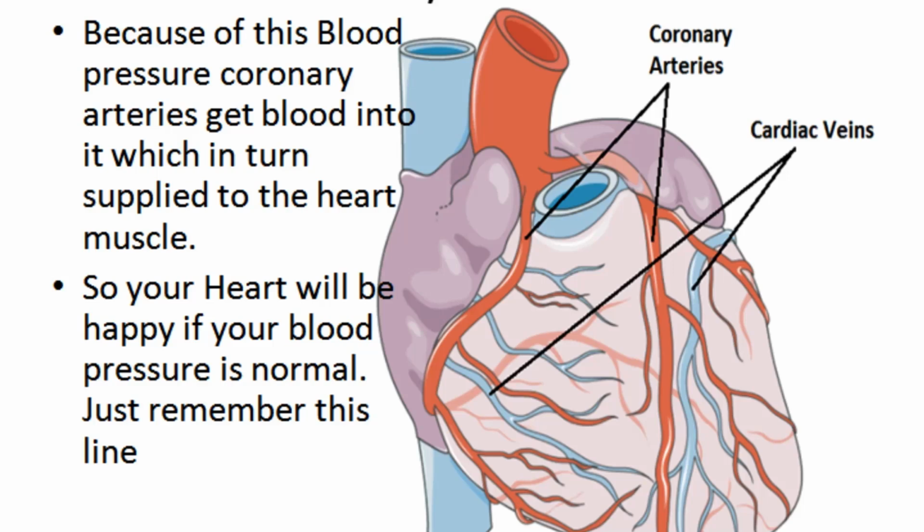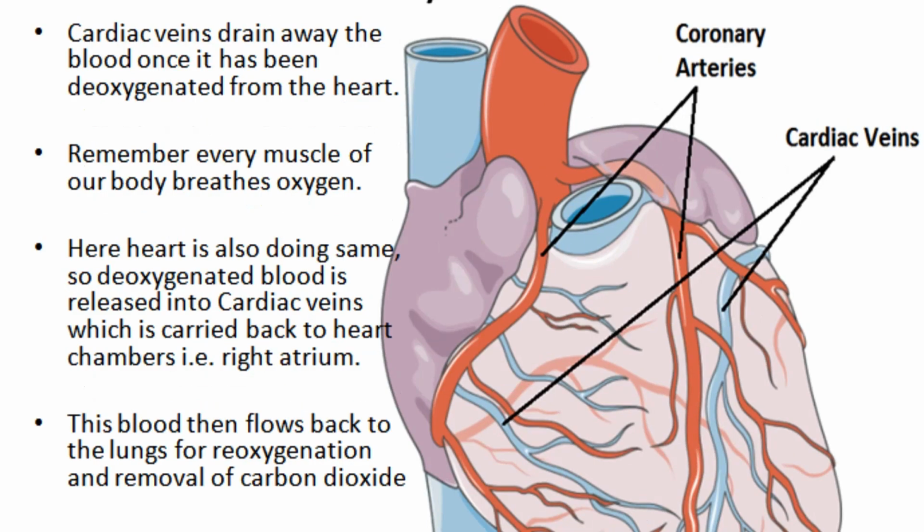Now we have seen coronary arteries. Now cardiac veins. As I said, even heart muscle releases carbon dioxide. It gets deoxygenated. This deoxygenated blood is released into veins. What do cardiac veins do? They drain away the blood once it has been deoxygenated from the heart.